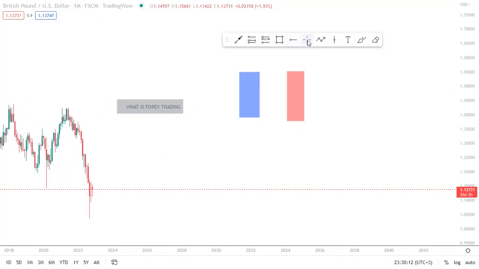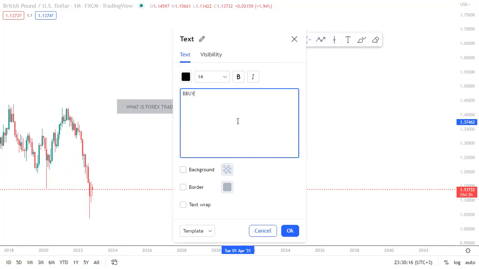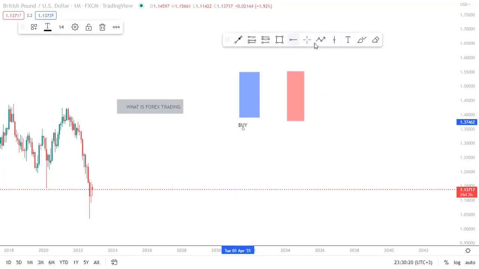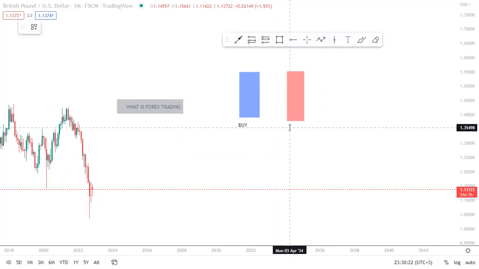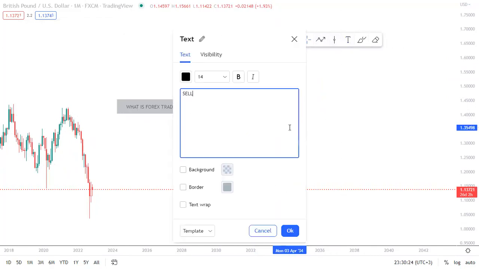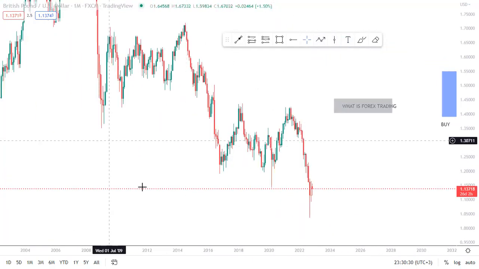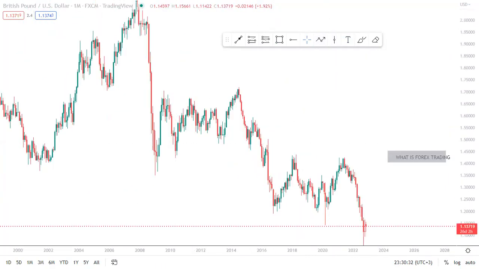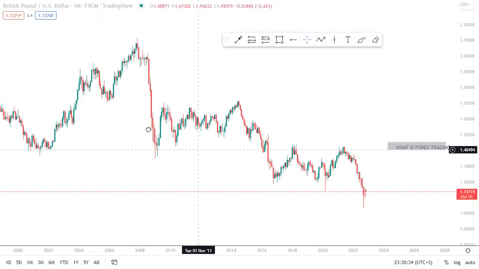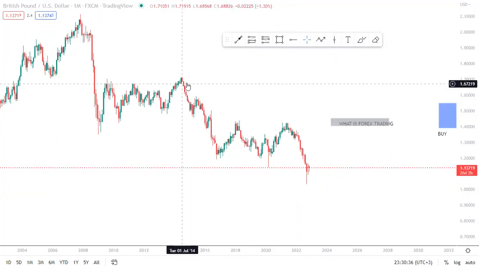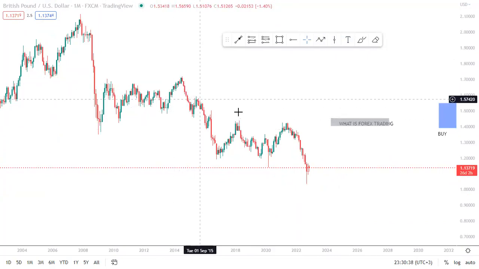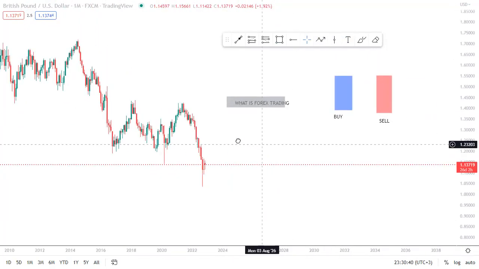So what are we saying? The blue one means people are buying, right? It means it's a buy. Then the red one means sell. So every time you see these blue candlesticks, it means people are buying. Every time you see the red ones, it means people are selling.